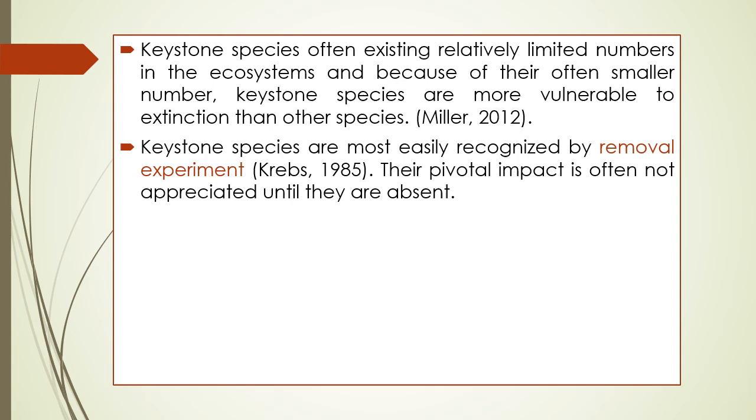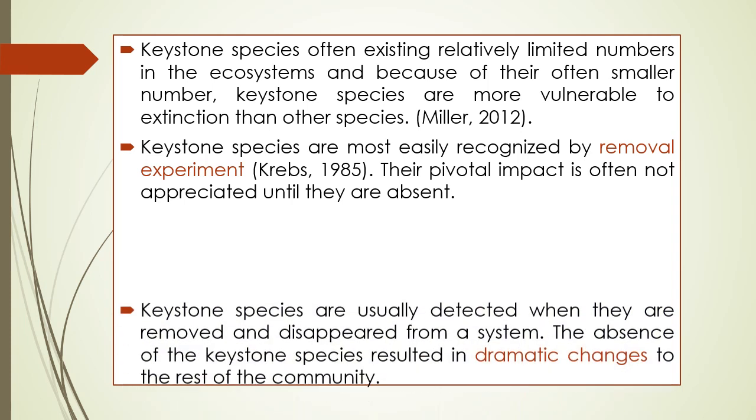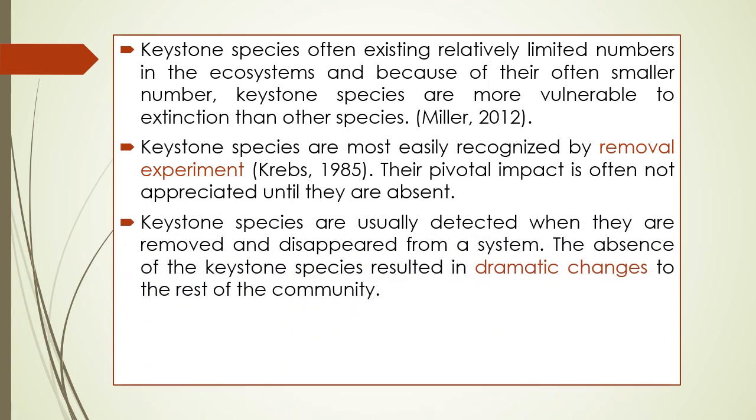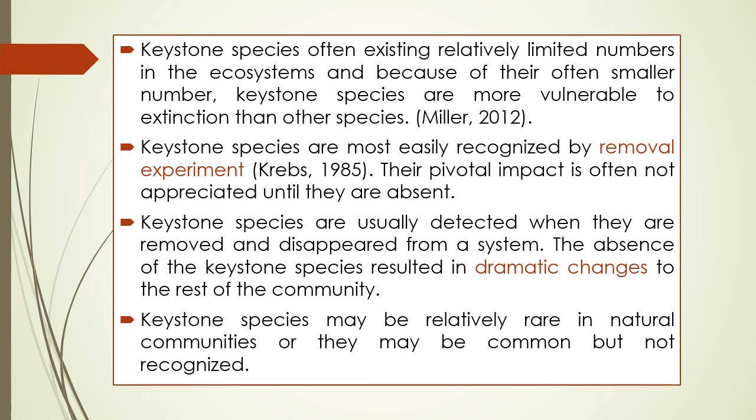Without a removal experiment, it is not possible to know which species is involved in community control in a particular natural ecosystem. Their pivotal impact is often not appreciated until they are absent. This also explains why keystone species are usually detected when they are removed and disappear from a system. The absence of the keystone species resulted in dramatic changes to the rest of the community. Keystone species may be relatively rare in natural communities, or they may be common but not recognized.